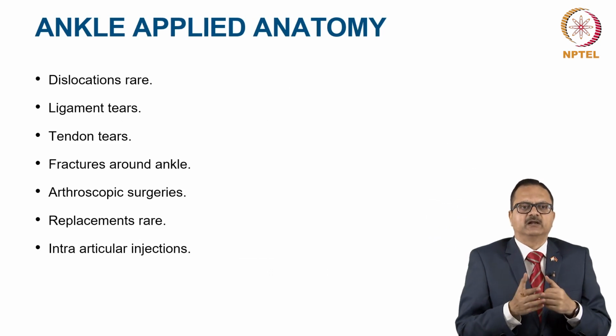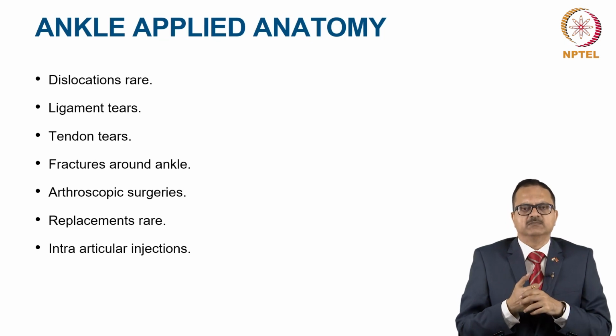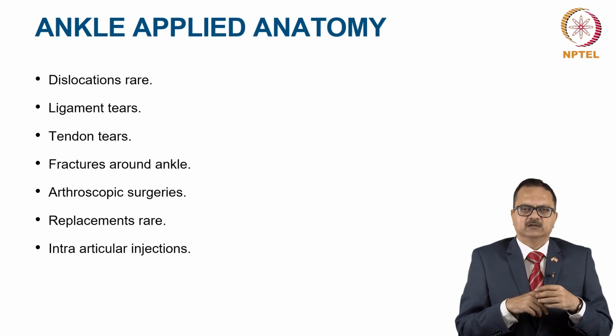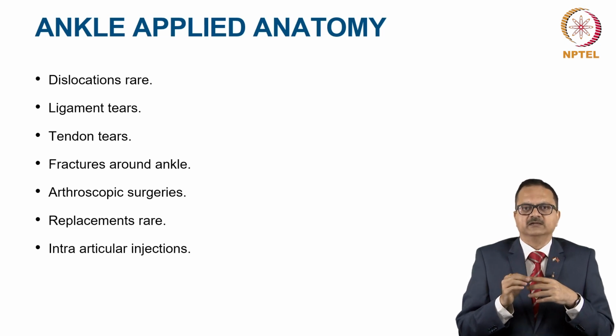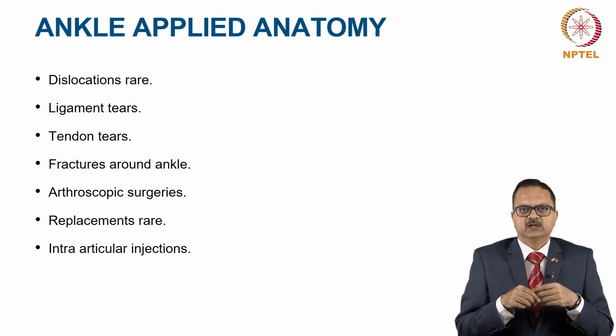So let's talk about the applied anatomy of the ankle. Because the ankle is a strong and a stable joint, dislocations are rare. What happens is the syndesmosis will tear, the lower ends of the tibia or the fibula will get fractured before the ankle gets dislocated. Ligament tears are very common in the ankle because they add greatly to the stability around the joint, and if there is any shearing force, the ligaments will get torn first.